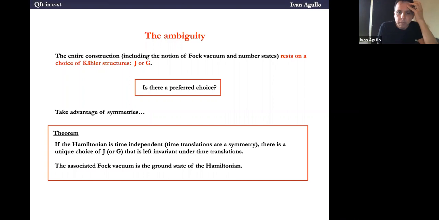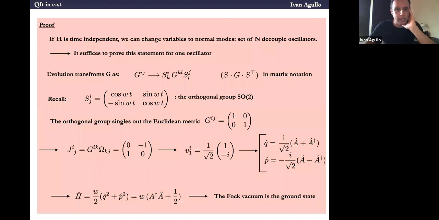But you may wonder, this is a bit mathematical. Why is that preferred? The second part of the theorem is that the associated Fock vacuum is the ground state of the Hamiltonian. And then everybody's happy. This is beautiful. I put a red box: mathematics and physics come together. Uniqueness coming from symmetries agrees with the fact that there is a preferred notion of vacuum given by the ground state of the Hamiltonian. So, a happy situation.